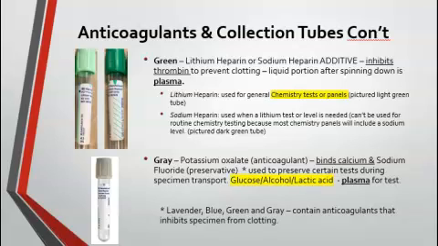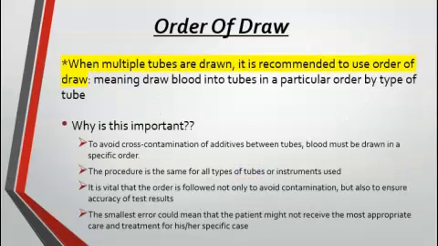Next is the gray top tube. It has potassium oxalate in it as an anticoagulant. It also binds with calcium. It also has a preservative of sodium fluoride in it. It's usually used as a tube for preserving specimens and for specimen transport. Some of the tests that we usually use the gray top tube for are the glucose test, the alcohol test, and the lactic acid test. Because this is an anticoagulant tube, the liquid portion of the blood after you centrifuge, you're going to end up with plasma.